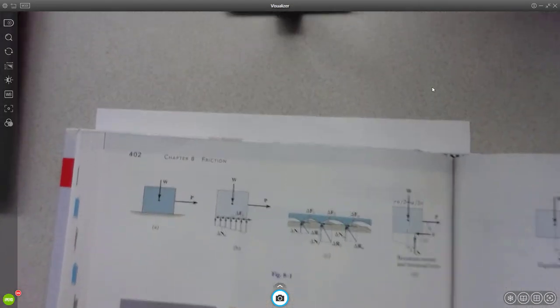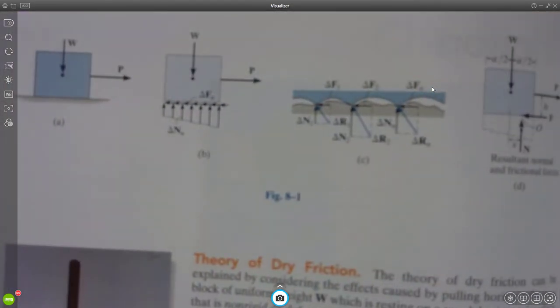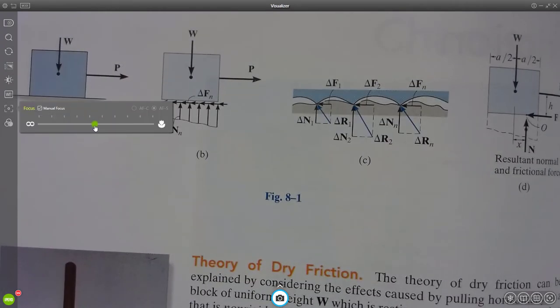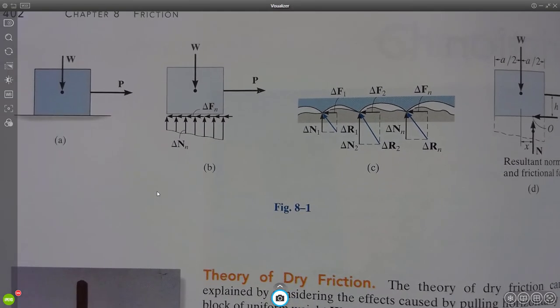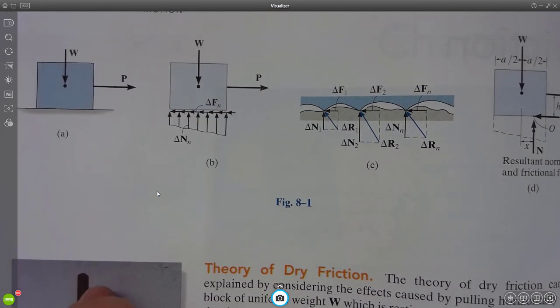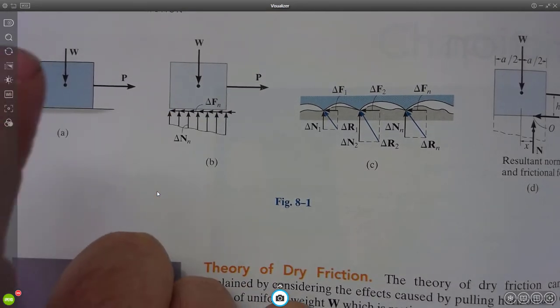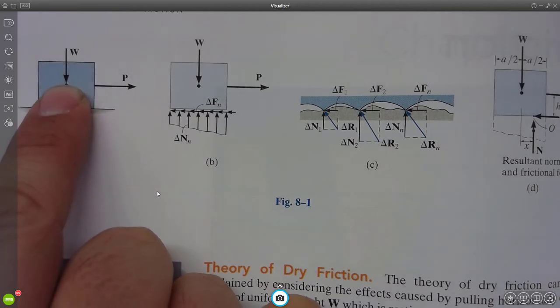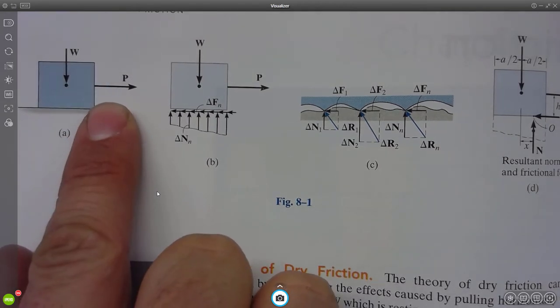And I'm not going to try and draw this. I'm just going to put up this little diagram, and I'll focus on it so you can see it. Yes, there is a distributed load at the bottom. Thank you. Okay. So the idea is if we've got this block, has some weight W, and we're going to pull on it with the force P. Okay.